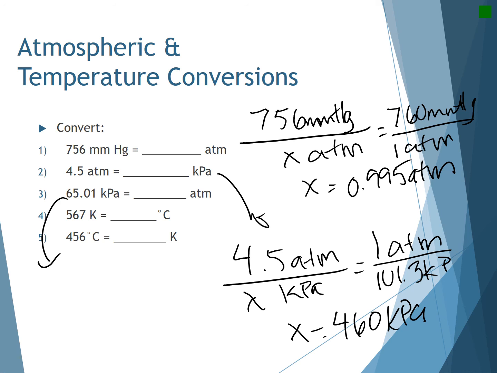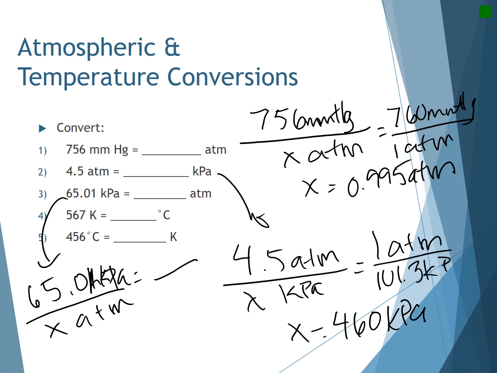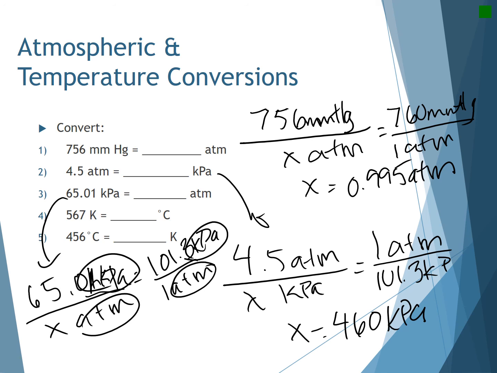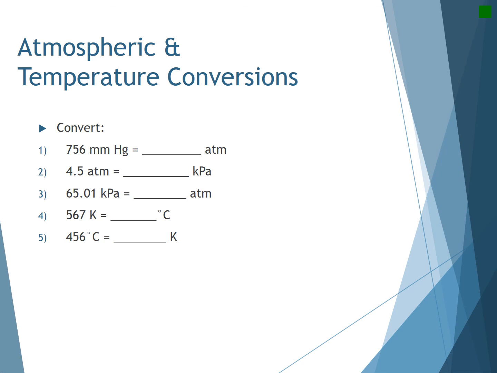And then the last conversion that we're going to do between pressure units is 65.01 kPa over X ATM, and that equals 1 ATM over 101.3 kPa. Notice when I'm setting my proportions, the units on the top have to be the same and the units on the bottom have to be the same. It doesn't matter which way you do it, but as long as they're the same, you're fine. And then the numbers correspond. So when you cross multiply and round to the correct number of sig figs for that one, you get X equals 0.6418 ATM.